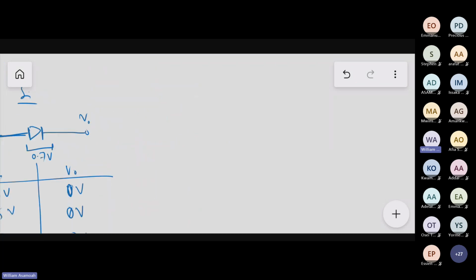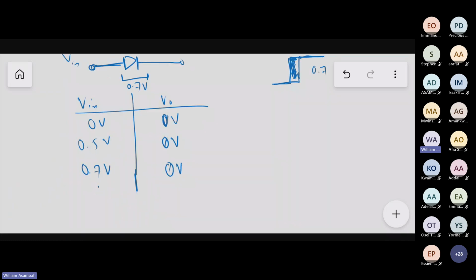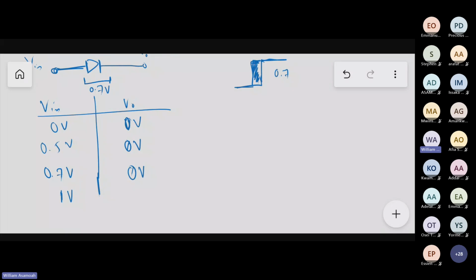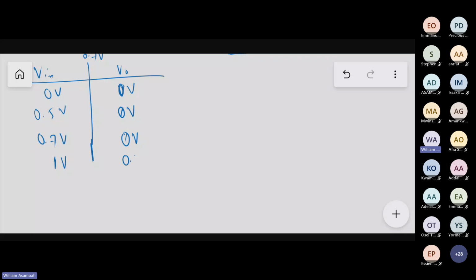So usually we look at it like this. Let's say I have a bridge. Then this bridge that I need to cross has a height of 0.7. So if I'm able to supply 0.7, I just cross it, but I can't continue again. Please, you understand? But if I'm able to supply 1 volt, then the 0.7 stays here, then the remaining 0.3 will come. So the output will be 0.3 volts. This is how a diode behaves.